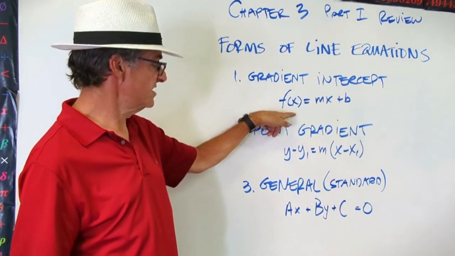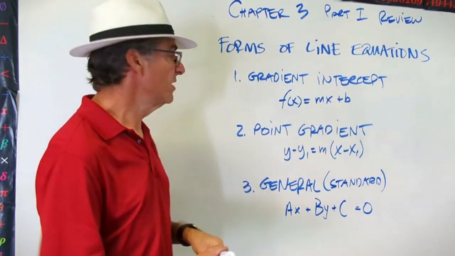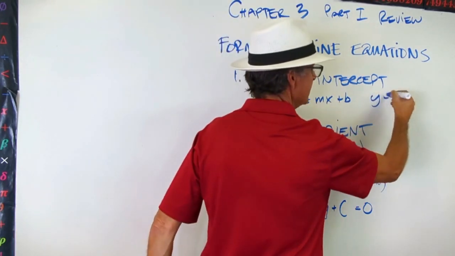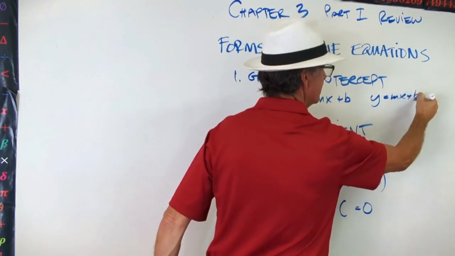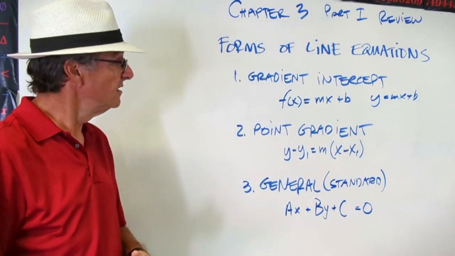Here's gradient intercept form. That's how we write that. f(x) = mx + b. We could also write just y = mx + b. This is function notation. We spent a while looking at functions so far this year.